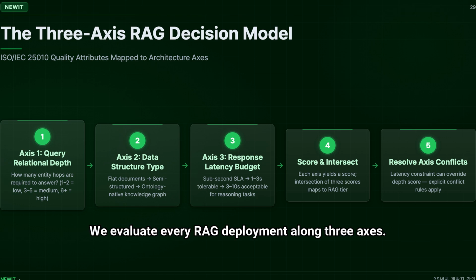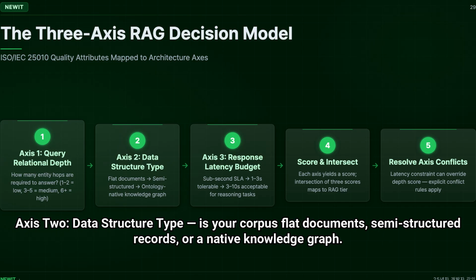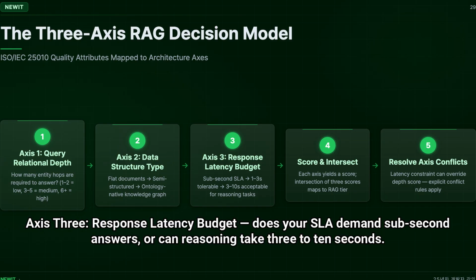We evaluate every RAG deployment along 3 axes. Axis 1, query relational depth. How many entity relationships must be traversed to answer the question? Axis 2, data structure type. Is your corpus flat documents, semi-structured records, or a native knowledge graph? Axis 3, response latency budget. Does your SLA demand sub-second answers, or can reasoning take 3 to 10 seconds?